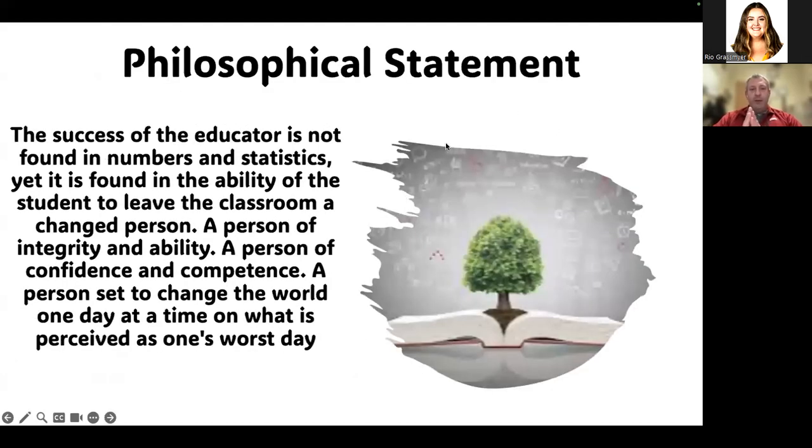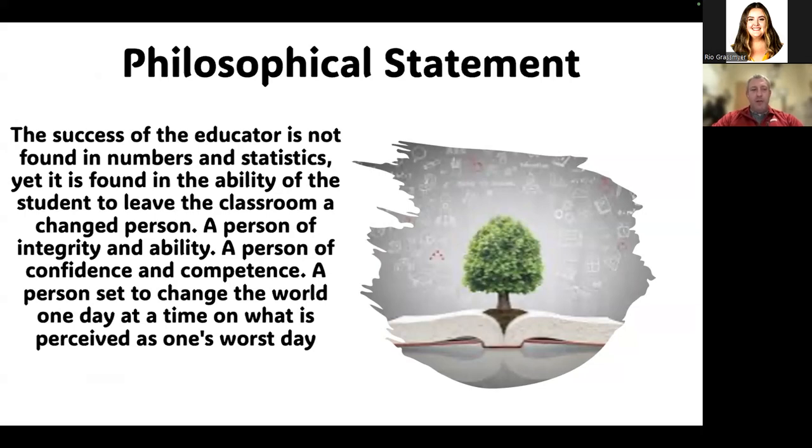So one thing that I think is important to have somewhere within your classroom, somewhere within your program walls, is your philosophical statement. This is just as much for your students as it is for you. And this is one that I tried to live by daily, and that I tried to ensure that my students understood, but this is really meant for me. And that's that the success of the educator is not found in the numbers and the statistics, yet it's found in the ability of the student to leave the classroom a changed person.